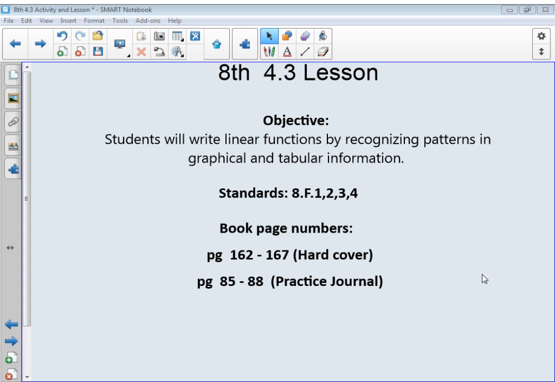Okay, this is 8th grade lesson 4.3. This will actually be a really quick lesson based on what we did for the activity. You learned a lot of the information you needed from the activity. So our objective today is students will write linear functions by recognizing patterns in graphical as well as table information. The standards covered in this lesson are 8.F.1, 2, 3, and 4. The hardcover book, pages 162 through 167, and our practice journal, pages 85 through 88, which we used a lot of in our activity.